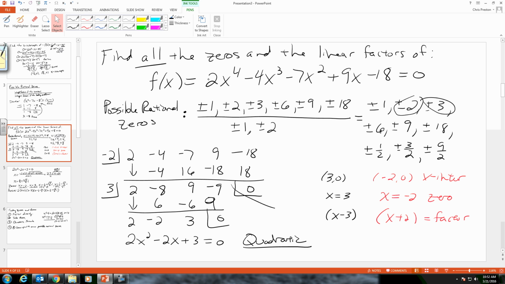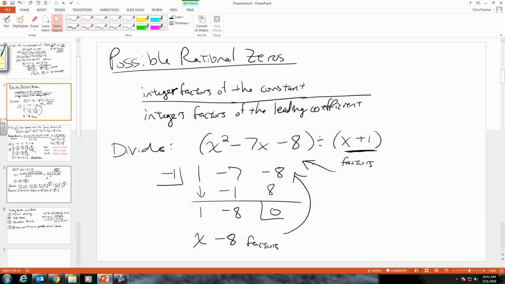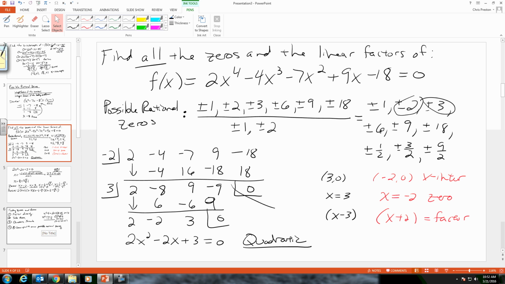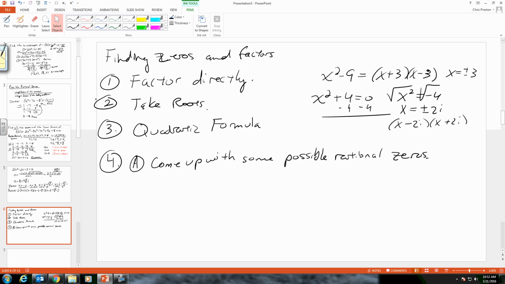So if this first number, this 2x to the fourth, had been like a 3x to the fourth, I would know I might be looking at thirds, possibly. That's something I should be aware of. But you come up with some ideas of what might work as answers, and then find some zeros. Find some typically real rational zeros.